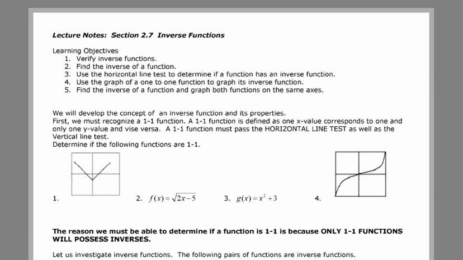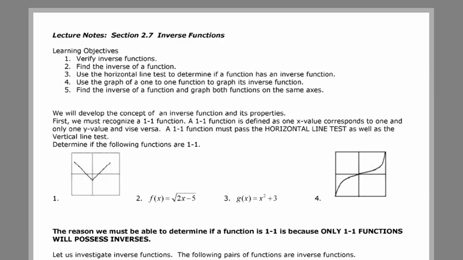So we're going to develop the concept of an inverse function and its properties. First, we have to recognize if a function is one-to-one or not. One-to-one means one x value corresponds to one and only one y value, and vice versa. There can only be one x going to one y and one y going to one x. In order for a function to be one-to-one, it must pass the horizontal line test. It's just like the vertical line test, but we're going in a horizontal fashion.